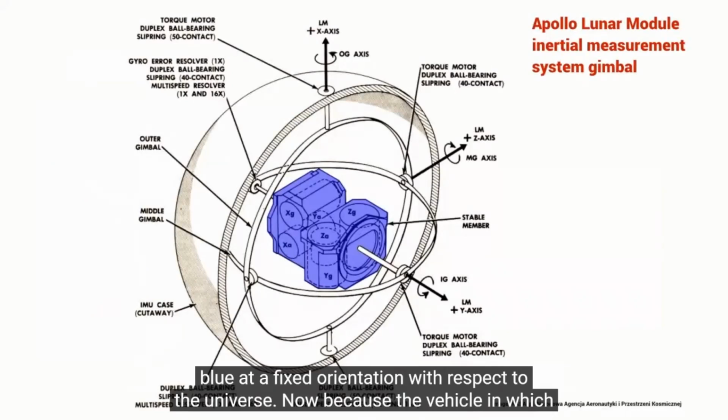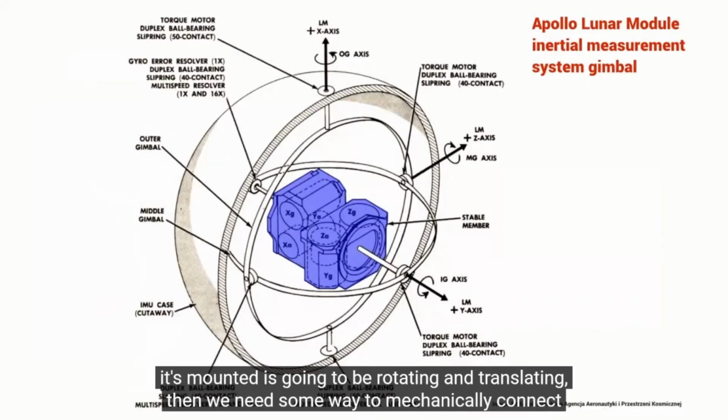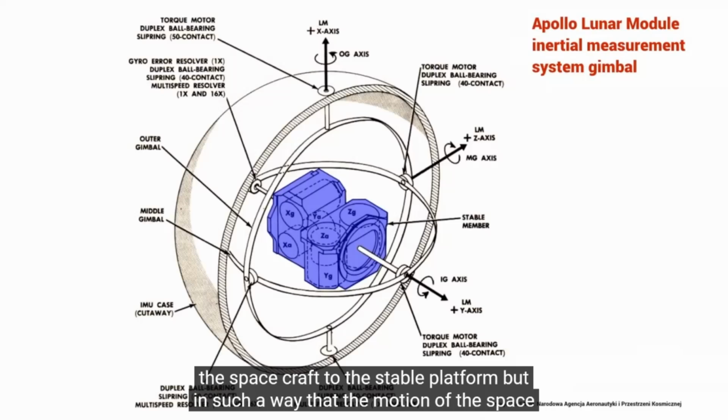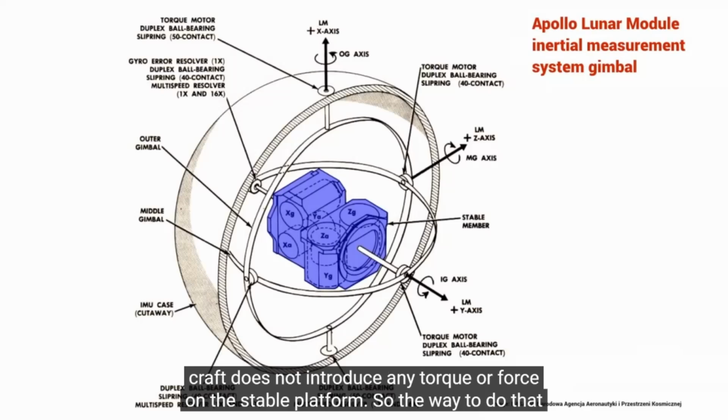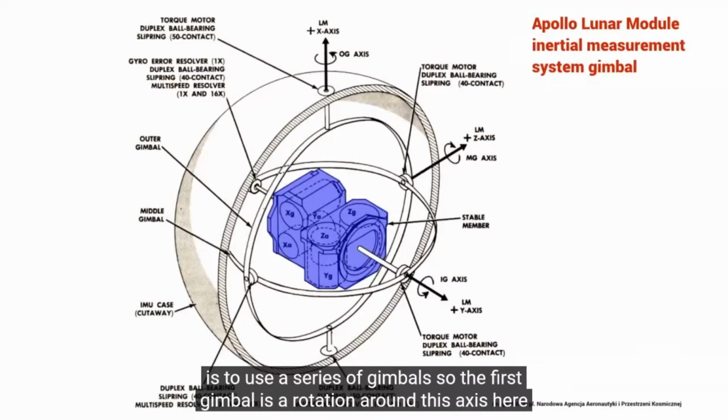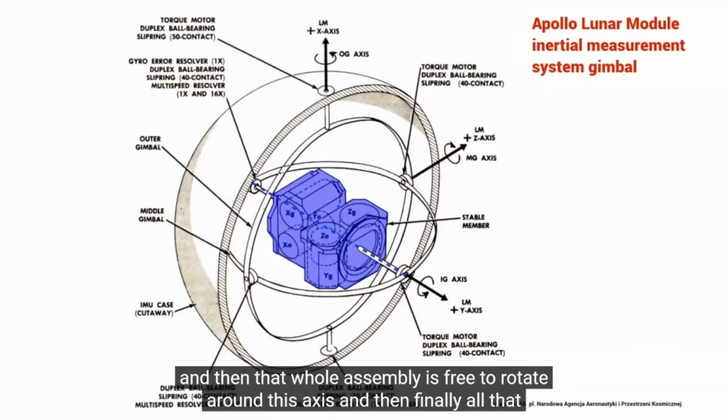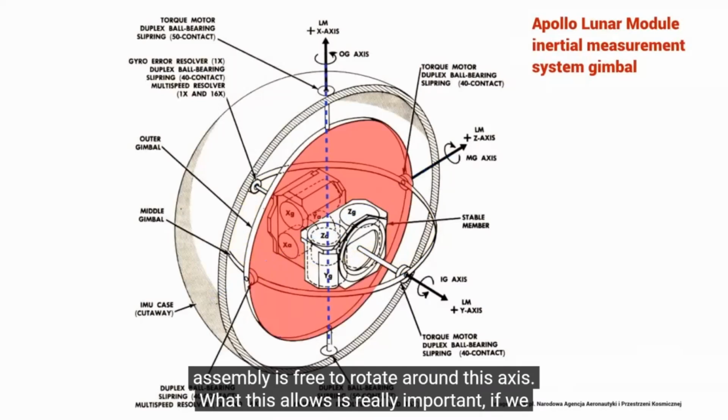Now, because the vehicle in which it's mounted is going to be rotating and translating, we need some way to mechanically connect the spacecraft to the stable platform, but in such a way that the motion of the spacecraft does not introduce any torque or force on the stable platform. The way we do that is to use a series of gimbals. The first gimbal is a rotation around this axis here. And then that whole assembly is free to rotate around this axis. And then finally, all that assembly is free to rotate around this axis.